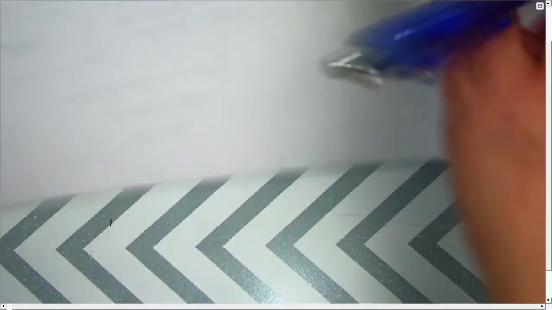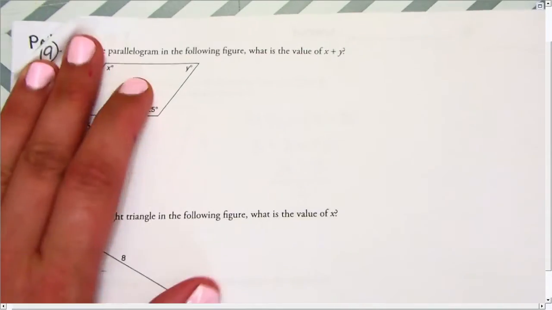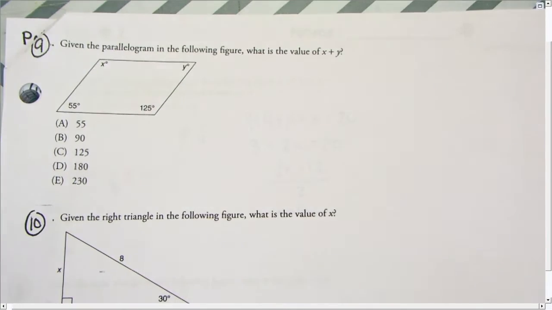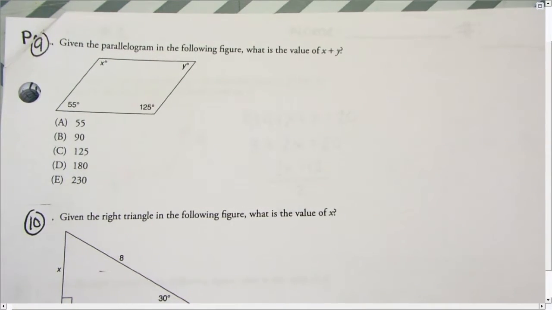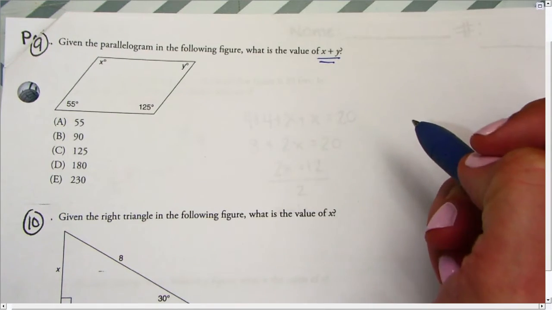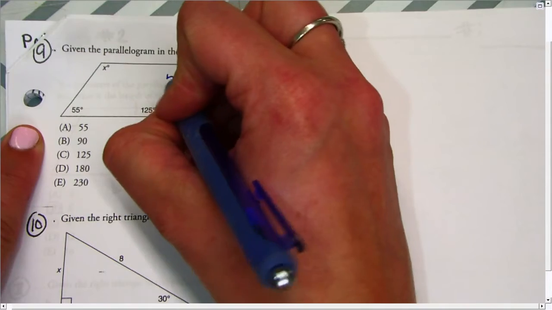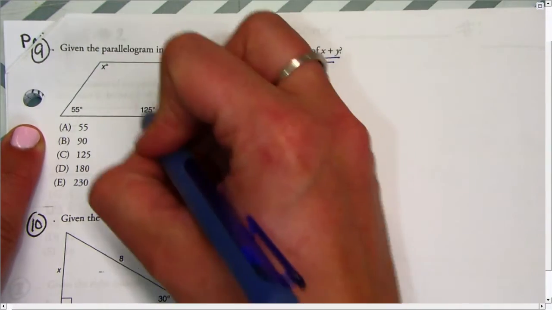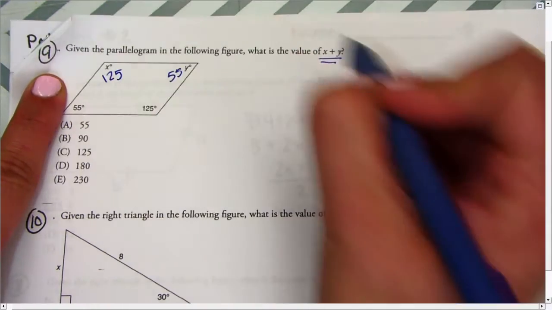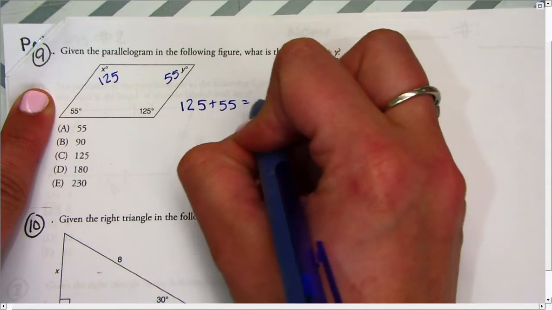I hope that reviewing these problems and working through them is making parallelograms and quadrilaterals a little bit easier. All right, let's try this one. What is the value of x plus y? So we have to be careful, but we should know that in a parallelogram, again, the opposite angles are the same. So 55 is 55, 125 is 125. You do 125 plus 55, and that answer is 180.